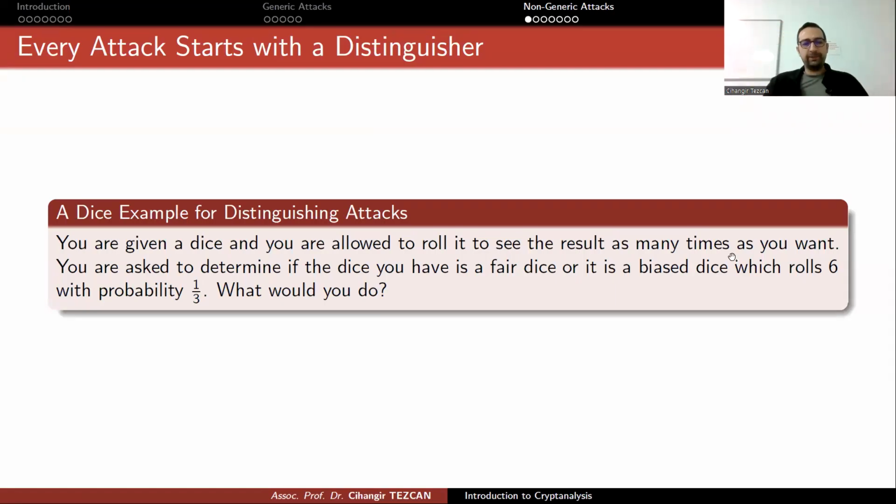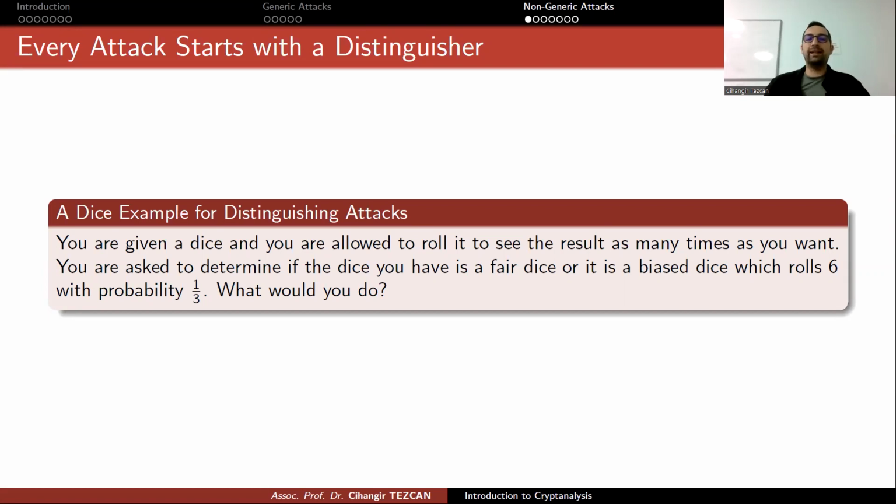All right, so in cryptanalysis, we say that every attack starts with a distinguisher. So our aim is to find a distinguishing property in the cipher, so we can distinguish it from a random permutation. In order to understand the statistical attacks, let's look at a very simple example, a dice example for distinguishing. Okay, so the question is very simple.